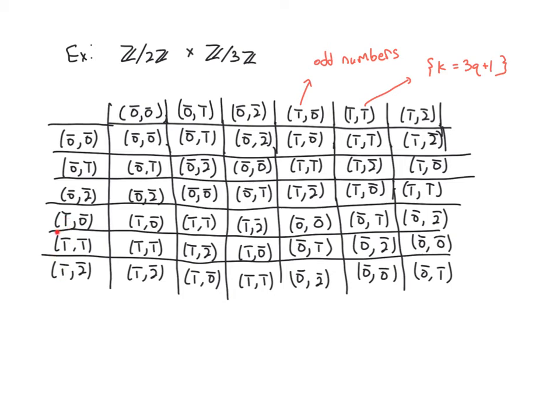So I only really need to focus on what the first coordinates are. So 0 plus 1 is 1 bar. And 1 plus 1 is 2, which mod 2 is 0. And so now I've finished my Cayley table. Now let's look at properties of it. It is symmetric, so this is an abelian group.